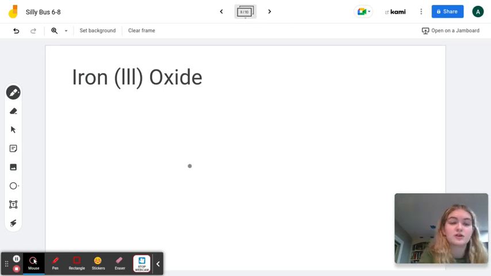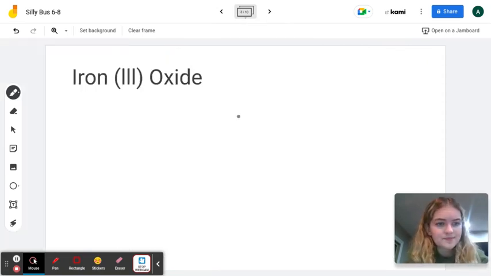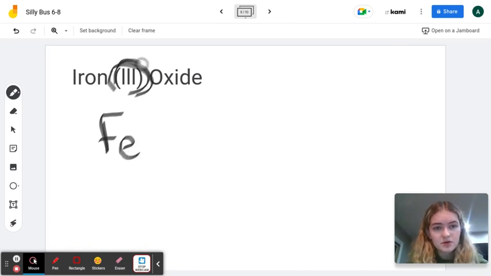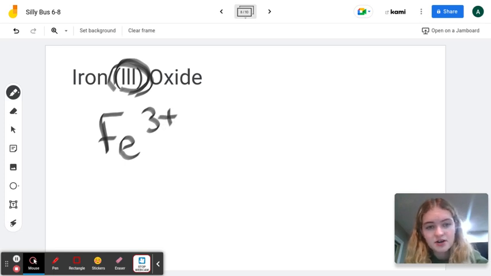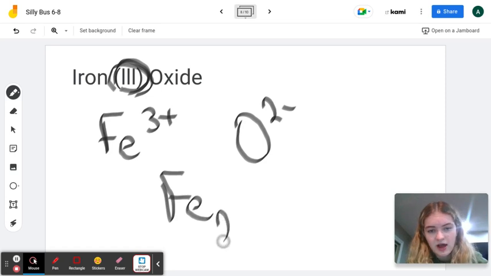What I was talking about with the transition metals numbers, this is what I'm saying. So iron, I forget the chemical symbol, is Fe. Sorry. Fe, and we see that 3 up here. So that means it has a charge of +3. And then oxygen has a charge of 2 minus. Then we crisscross. And this will have 2. And this will have 3.